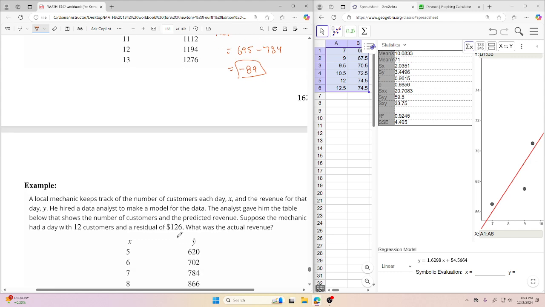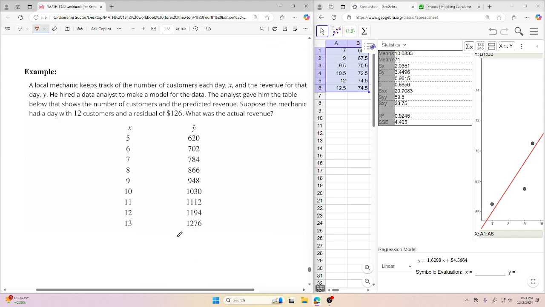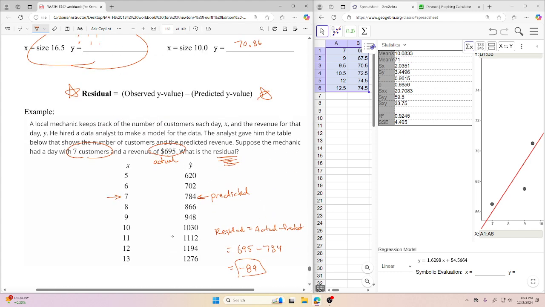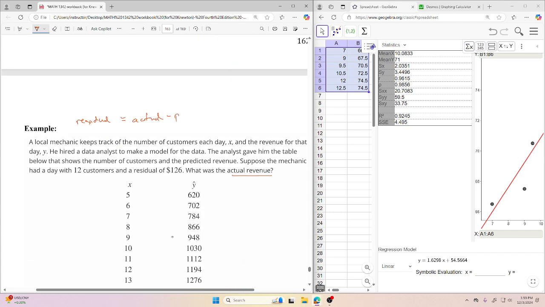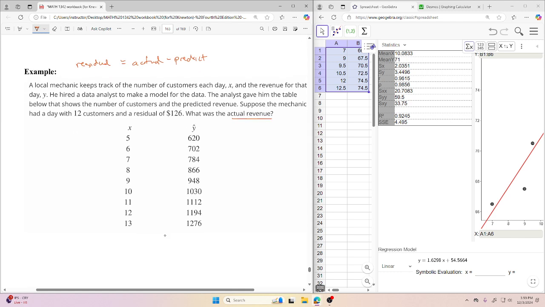That's a good question. So here's the other side of things. Notice that they're asking for actual. And that's why I use that word actual, because they use that word actual. And so let me rewrite our formula then. So residual is equal to the actual minus predicted. There it is. Actual minus predicted. That's my formula.